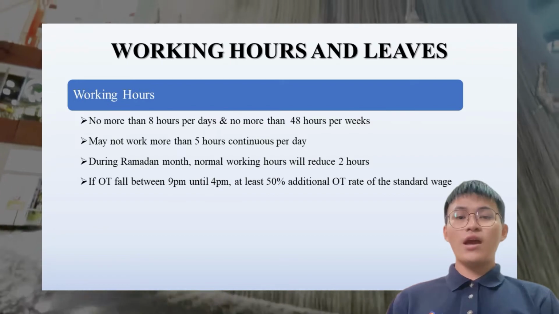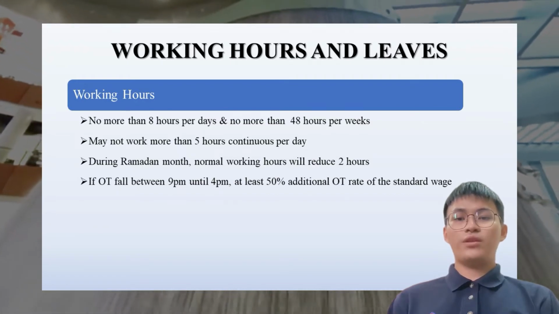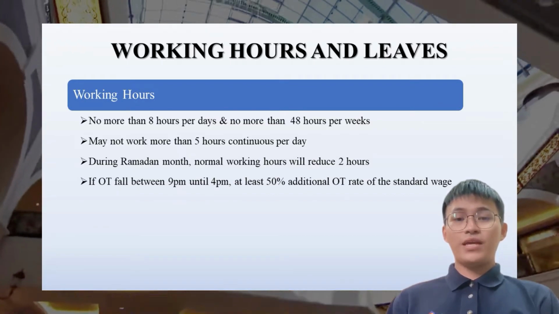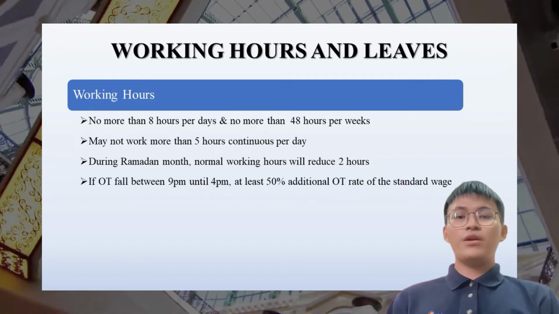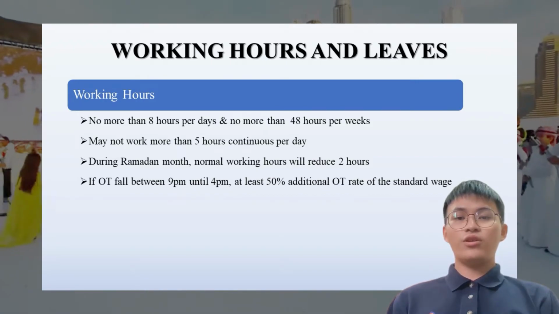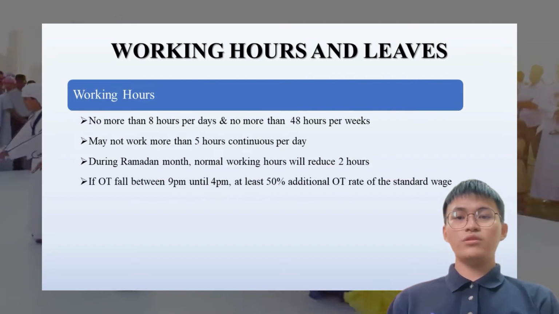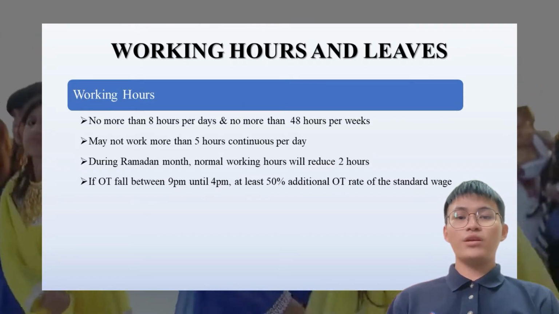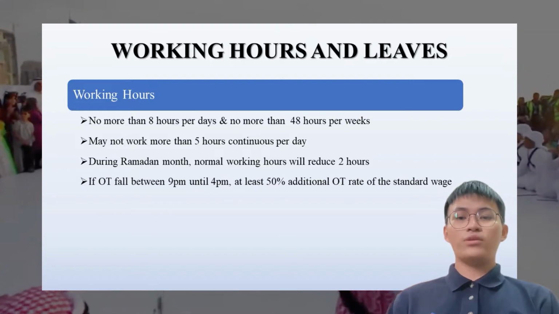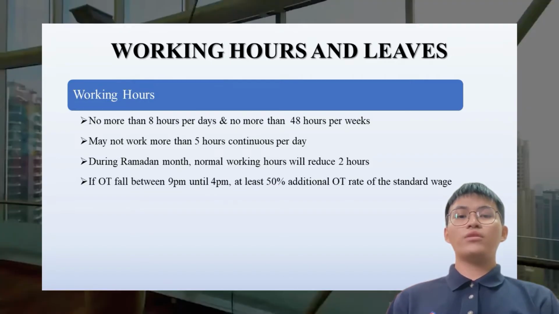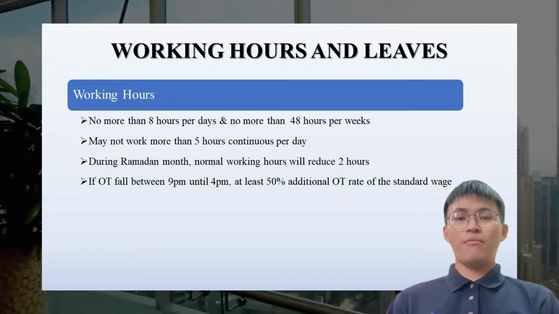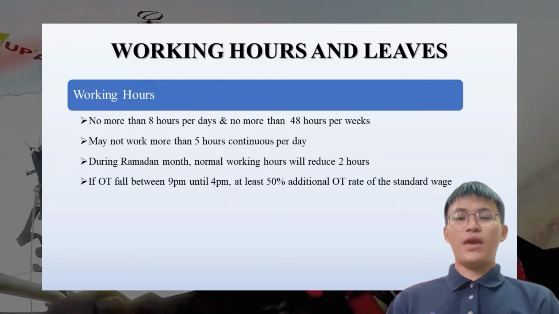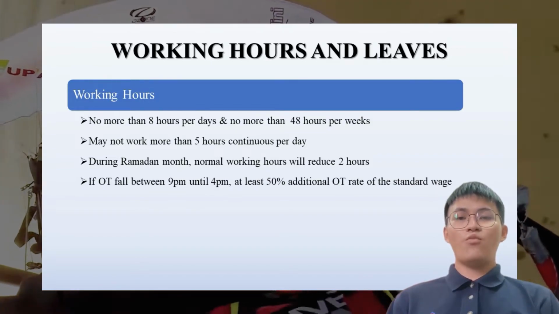In the UAE, the working hours are not more than 8 hours per day and 48 hours per week. Besides, employees may not be made to work more than 5 continuous hours per day without rest, meals, or prayer breaks. During Ramadan months, normal working hours will be reduced by 2 hours. If the overtime hours fall between 9 p.m. until 4 a.m., the additional overtime rate must be at least 50% of the standard wage.